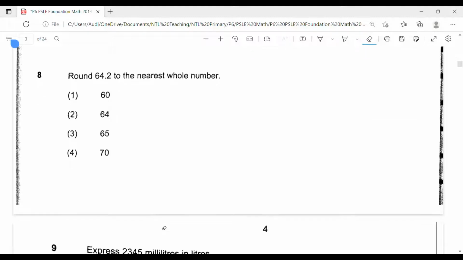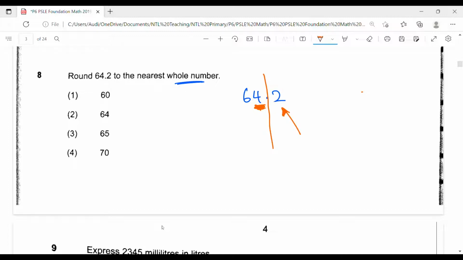Number 8. Round 64.2 to the nearest whole number. Here we're interested in the whole number. So 64.2. Where is the whole number? The whole number is this. This is the whole number. So what do we do? We underline it. Next step, draw a line across. Next step, draw an arrow here.